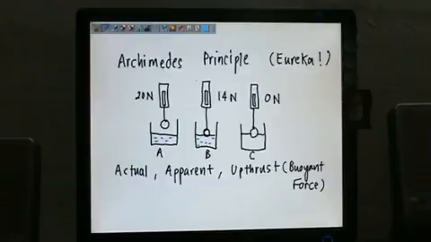In this case, when you put it into the water, when you touch the water a bit, okay, not really a lot, you touch a bit, and you realize that the reading becomes 14 Newton. So it shows that the upthrust is equal to 6 Newton. What we can say is that 14 is the apparent weight of the stone. The actual weight of the stone is 20 and the upthrust is 6.